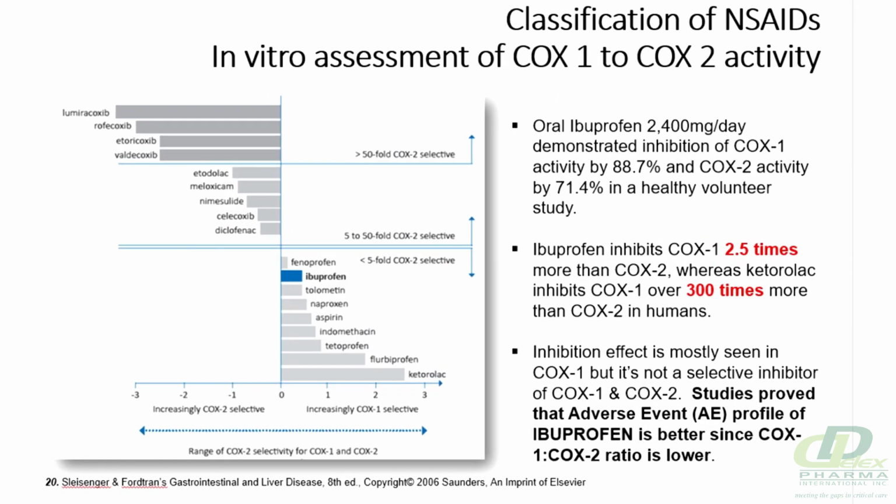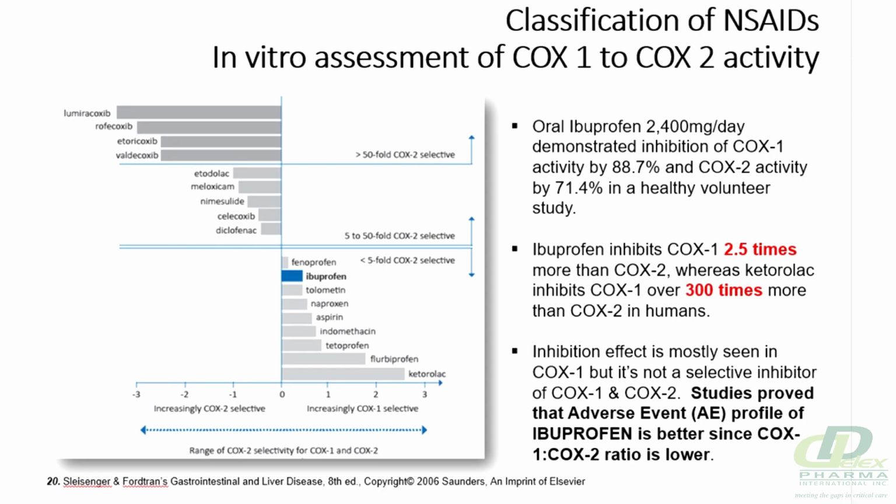This chart shows the comparison of COX-1 and COX-2 activity of different NSAIDs and among the NSAIDs. First, oral ibuprofen 2,400 mg per day demonstrated inhibition of COX-1 activity by 88.7% and COX-2 activity by 71.4% in a healthy volunteer study. Secondly, ibuprofen is one of the drugs with lowest COX-1 inhibition, where it inhibits COX-1 2.5 times more than COX-2.